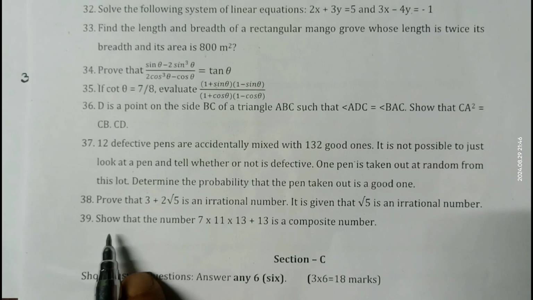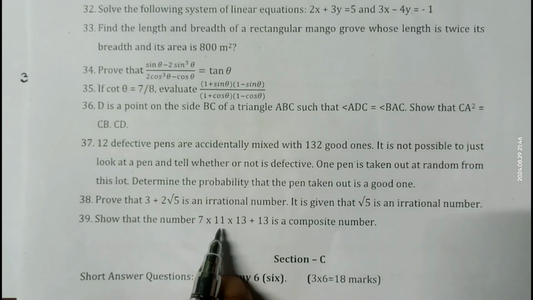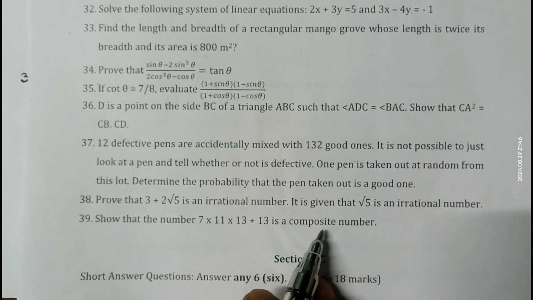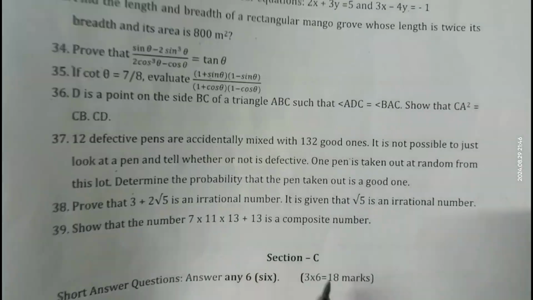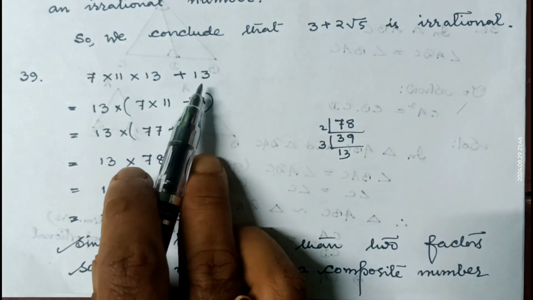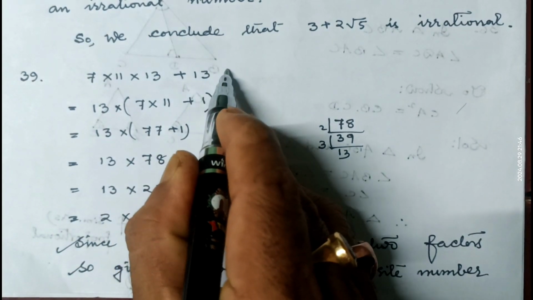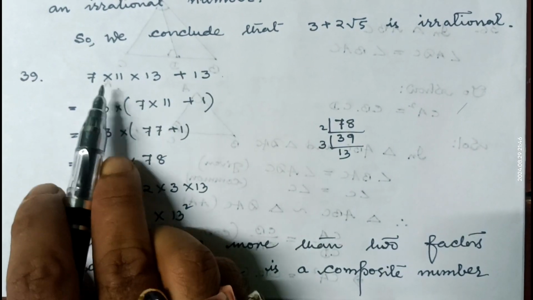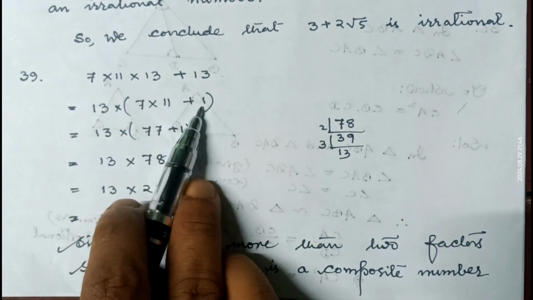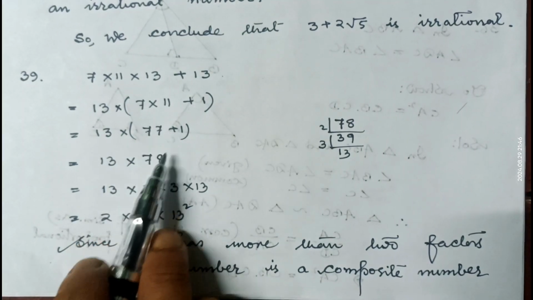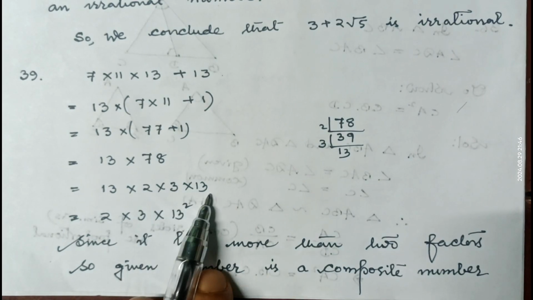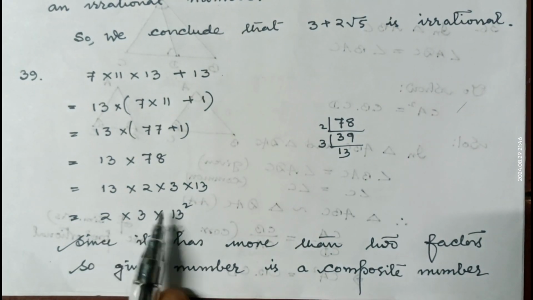In question number 39 it is given that show that the number 7 into 11 into 13 plus 13 is a composite number. We know any natural number which has more than 2 factors is called a composite number. Now here the number is 7 into 11 into 13 plus 13. Now this 13 we can imagine as 13 into 1. If I take 13 common, it will be 13 into 7 into 11 plus 1, 13 into 77 plus 1, 13 into 78. Now 78 if we prime factorize we get 2 into 3 into 13. So ultimately we got 2 into 3 into 13 square.